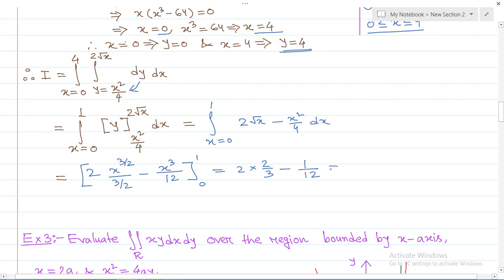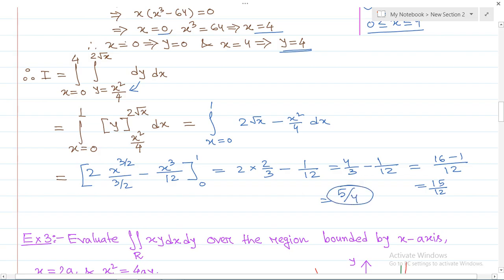So 4 by 3 minus 1 by 12. If we take the LCM, it is coming 12 only. 3 into 4 is 16 minus 1. So it is coming 15 upon 12. We can cancel with 3. So it is coming 5 by 4. So this is going to be the result.